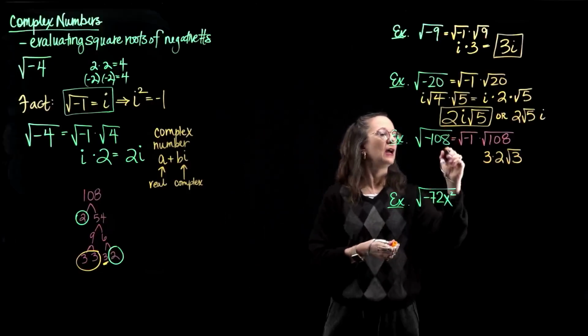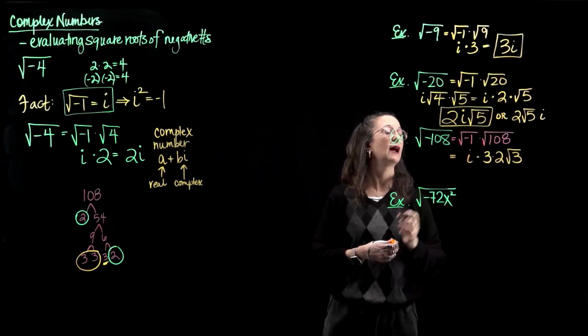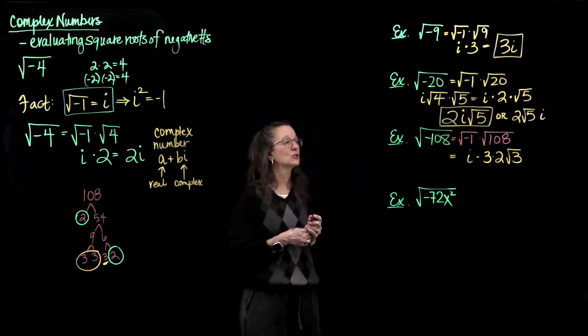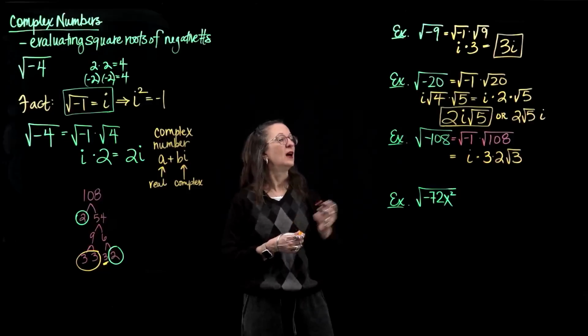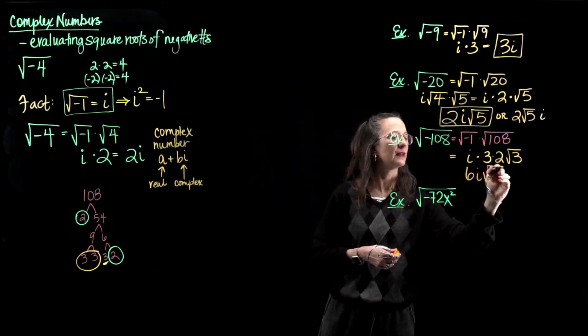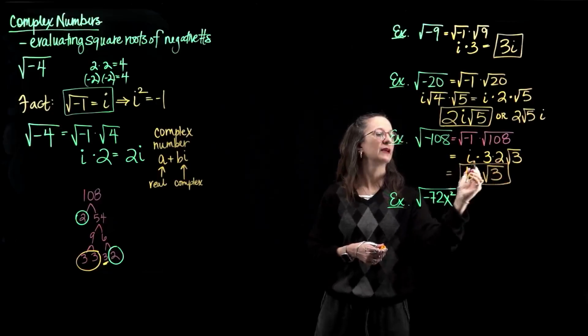All right, in place of that square root of -1, I'm going to write an i. So I have i times 3 times 2, square root of 3. I'll combine the 3 and 2 together to have 6. And then we have 6i square root of 3.